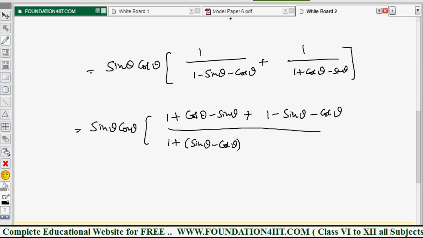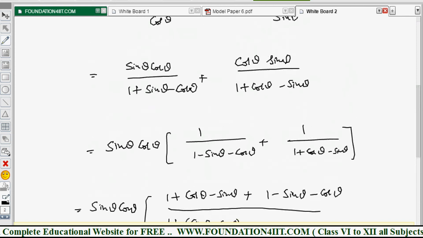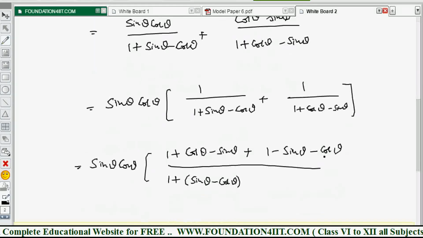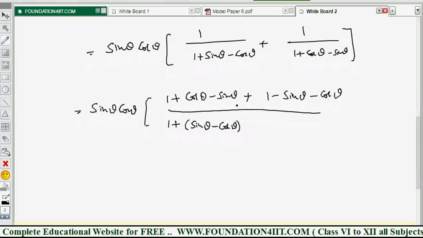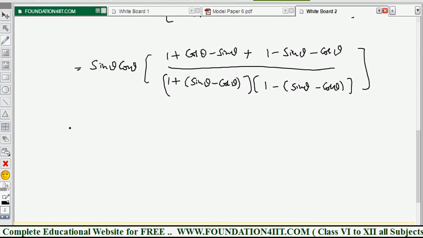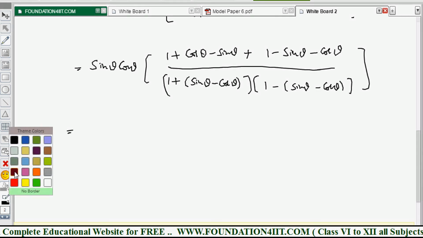Similarly from the previous step, 1 plus sin minus cos, 1 plus cos minus sin, and plus. Then 1 minus, you take common sin theta minus cos theta, because for the denominator we can apply the a plus b into a minus b formula. For that you should take this, and there will be some cancellations here. You can cancel.